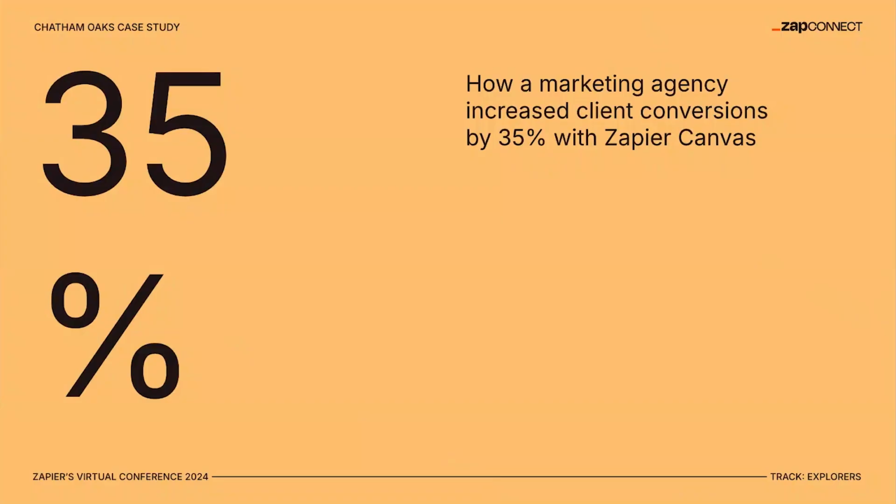Matt says, "We kept running into the problem of our clients wanting to see the automated processes to better understand what they were going to be paying for. A lot of people are visual learners, and so they want to see how it actually works." Upon learning about Zapier Canvas, Matt and his VP of Business Ops, Cole Lander, started using it to build out workflows for clients. With these improved visualizations after implementing Canvas, Chatham Oaks saw a 35% increase in client conversions.